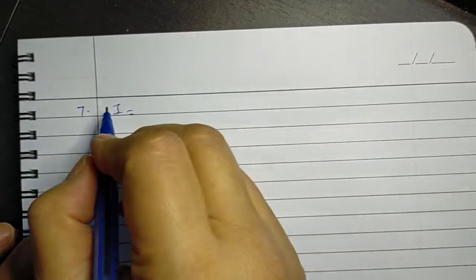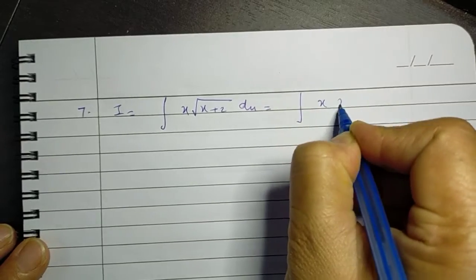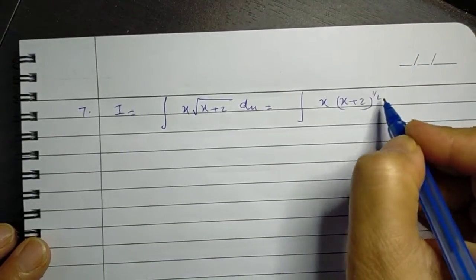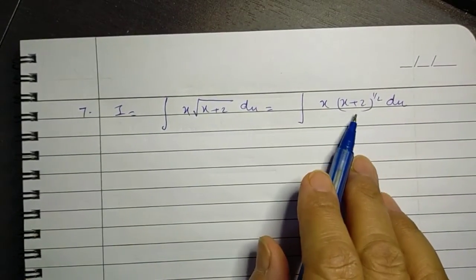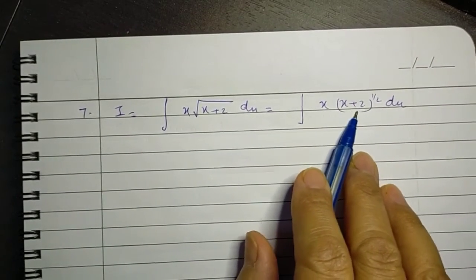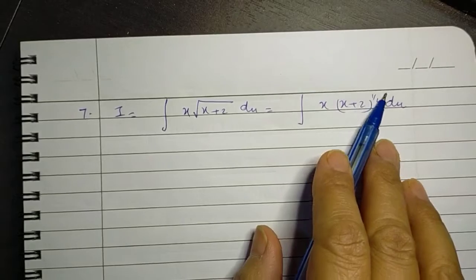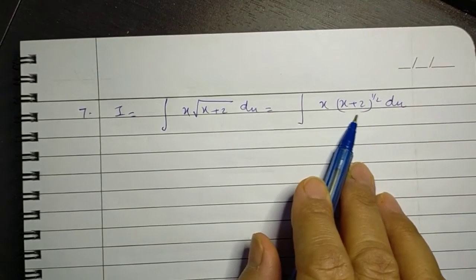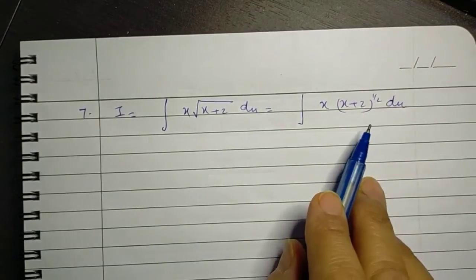Let's take question number 7. We get I is equal to x under root of x plus 2 dx, which can be written as x into x plus 2 raised to the power of half dx. Now here you can't open it directly because of the presence of exponent half over a binomial. So our idea is to shift this power from the binomial, that is sum of two terms, to a monomial, which is a single term, so that we can apply the distributive law.